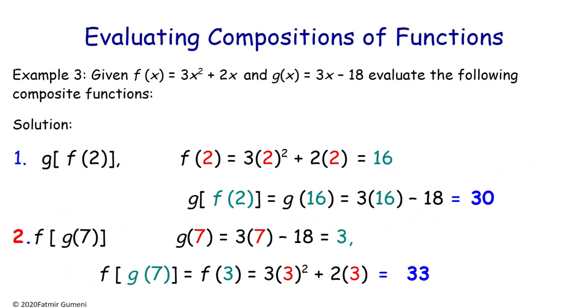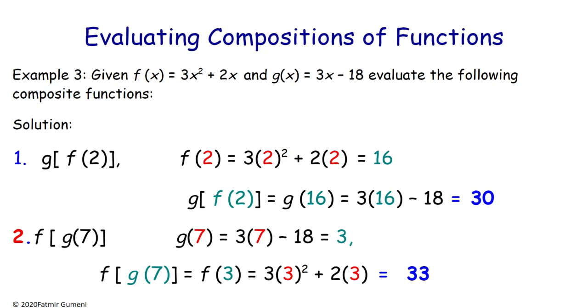Evaluate composition of functions. Example 3. Given f of x equals 3x squared plus 2x and g of x equals 3x minus 18, evaluate the following composite functions. Solution. G of f of 2. Evaluate first f of 2, which is equal to 3 times 2 squared plus 2 times 2, which equals 16. Then g of f of 2 is equal to g of 16, because f of 2 is 16. Substitute 16 in place of f of 2 and we obtain g of 16, which equals 3 times 16 minus 18, which equals 30.